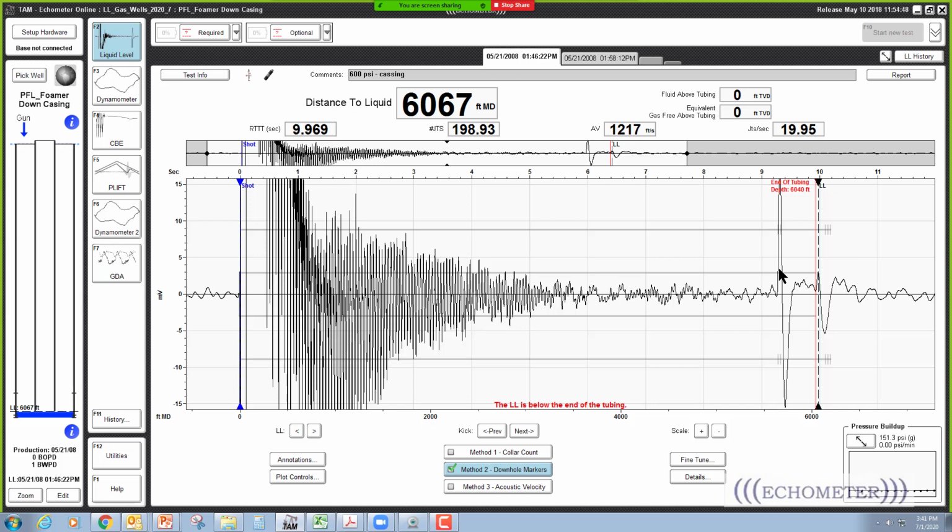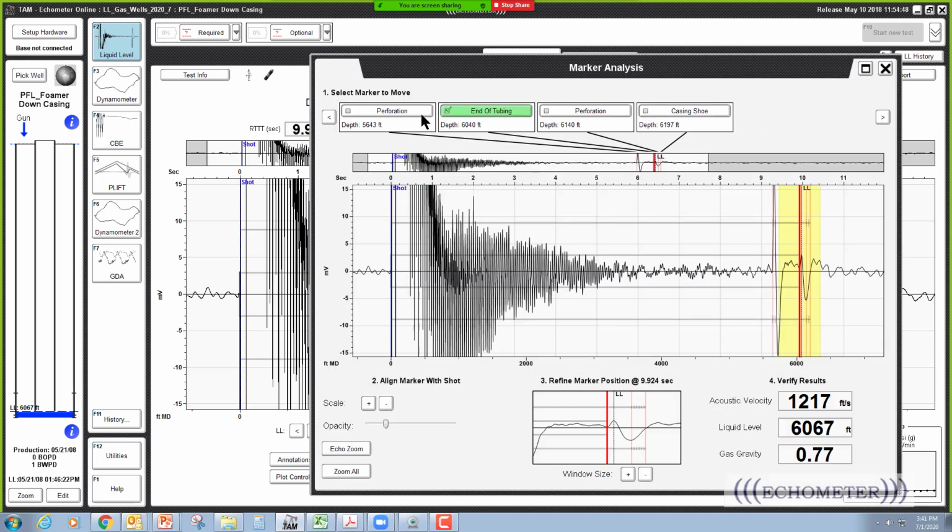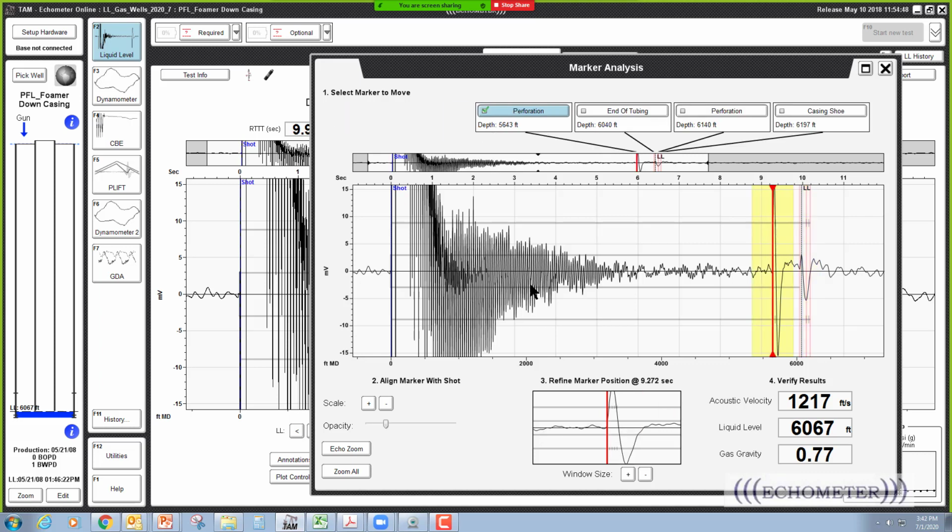I can't say always, but almost always when you shoot a gas well, if the top perf is uncovered, you usually get an upkick at it, and it's usually a great marker. So here we're using the end of tubing as a marker, and the distance to liquid is 67. If we go back to downhole marker and we use the top perf, right there, it's the same depth. In this well the temperature is probably the same, pressure is about the same, and so either the top perf or the end of tubing gives you exactly the same distance to liquid.